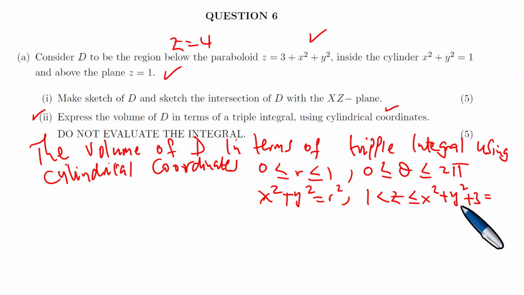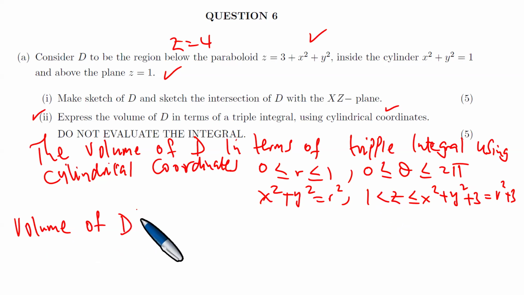And this is now x squared plus y squared. We said that x squared plus y squared is r squared, so we can put r squared plus 3. Which means that z is bigger than 1, because of what we're looking at. We're now able to say the volume of D.